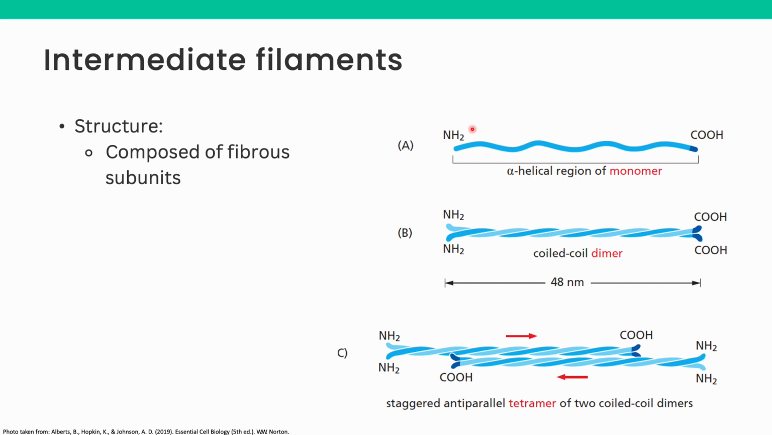In order to create the intermediate filaments, 2 of these monomers have to come together in what we call a coiled-coil dimer configuration. Then, 2 of these dimers come together to form a tetramer. And this tetramer goes anti-parallel with each other, meaning one tetramer is going in this direction and the other tetramer is going in the opposite direction. And one thing that we notice and is unique with intermediate filaments is that the ends of these tetramers are actually uniform, and we can see the amino ends on both sides.